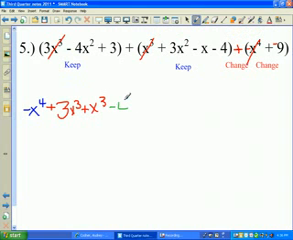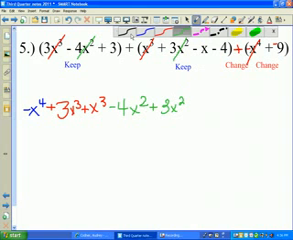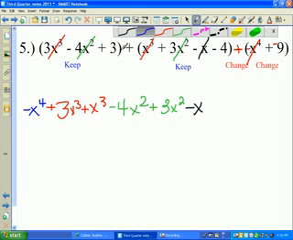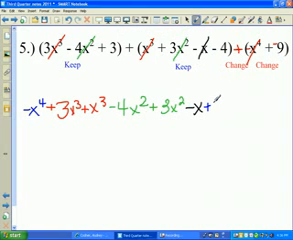Next one will be negative 4x squared plus 3x squared. Any other x squareds up here? Okay. How about any x's? Oh, I do see an x. Minus x. And it looks like what's left over are all my numbers. So not too many colors, but plus 3, minus 4, minus 9. So we got rid of the plus 3, got rid of the minus 4, and got rid of the minus 9.